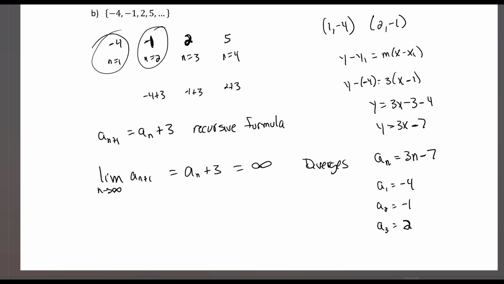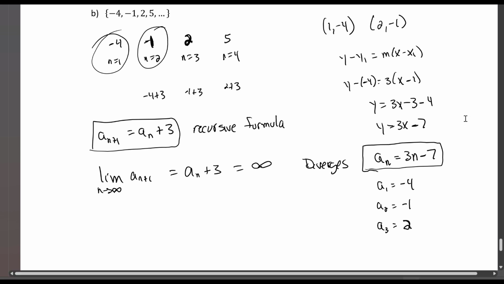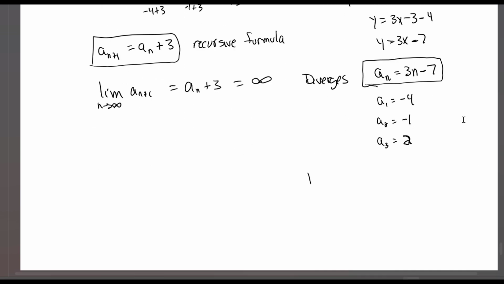So if the instruction said give a recursive formula, we provided that. If the instructions say find the nth general term, which is actually what the instruction in this problem asked for, then this would be the nth general term for all of the numbers in this sequence: a sub n equals 3n minus 7. And then the advantage to that nth general form is now when I do the limit of a sub n as n goes to infinity, I'm looking at the limit of an algebraic equation, which of course we know that line goes off to infinity and that sequence diverges.